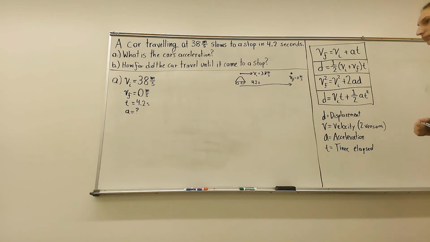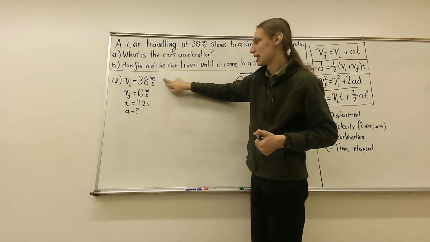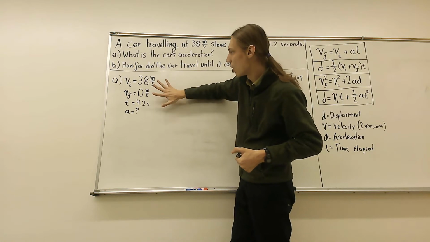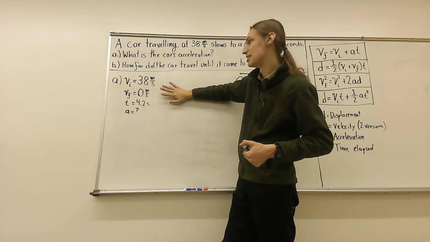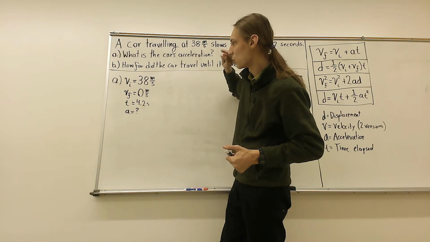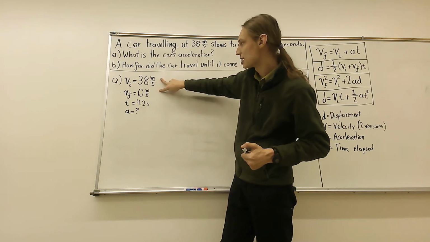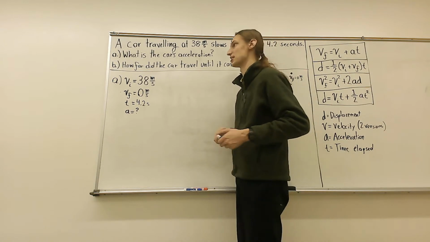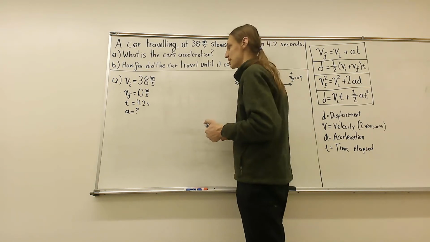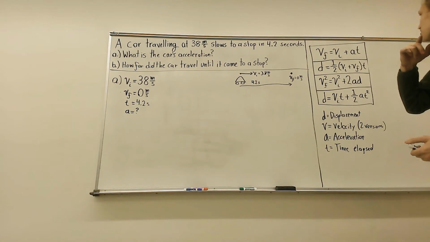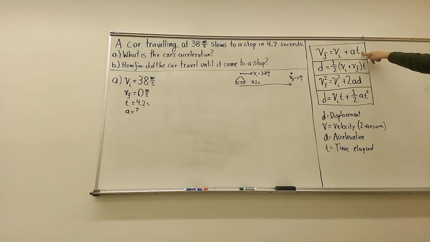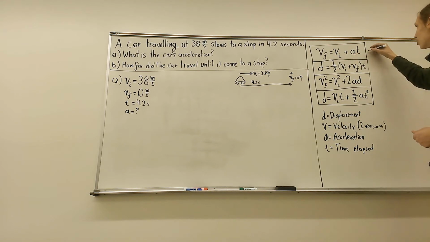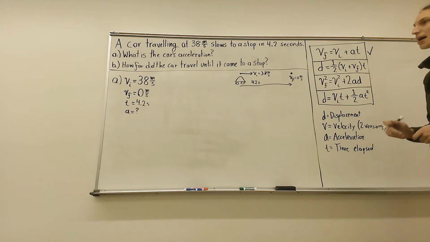We need to select an equation that has all of these variables in it and nothing more. So we want an equation that has both velocities, time, and acceleration, but not displacement, because we don't know what displacement is. So let's look through. Oh, our first equation seems to work pretty well for that. It has both velocities, acceleration, and time. That one seems to work pretty well, so we're going to use that one.